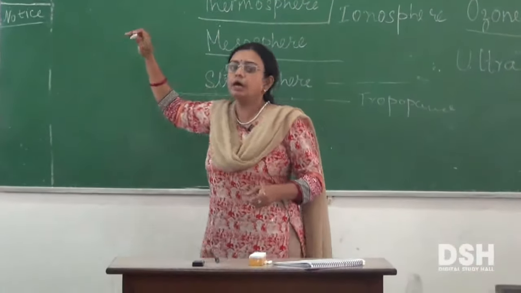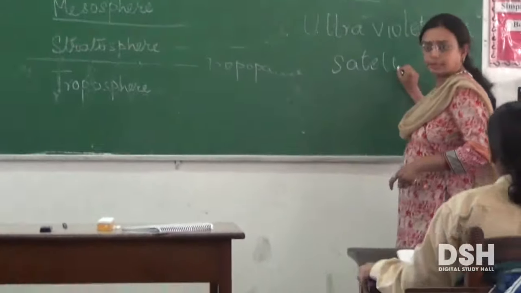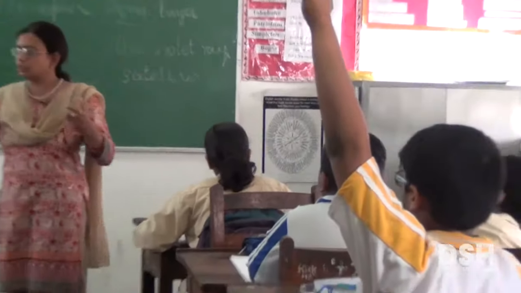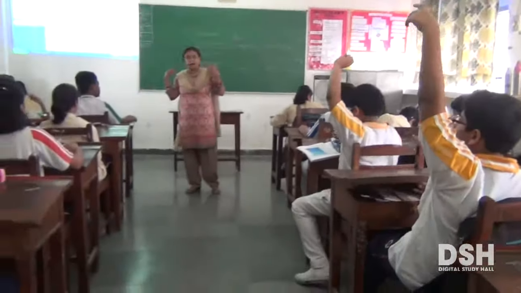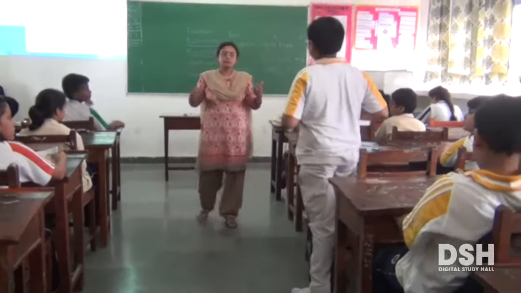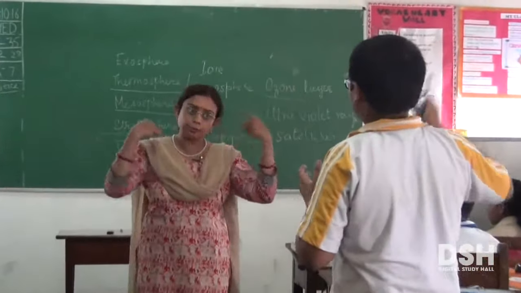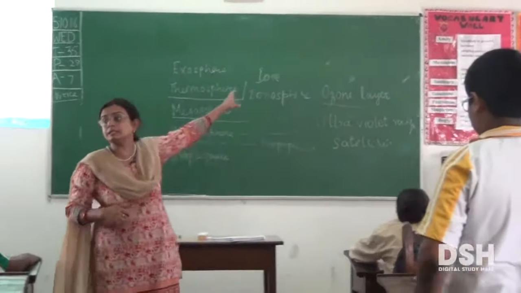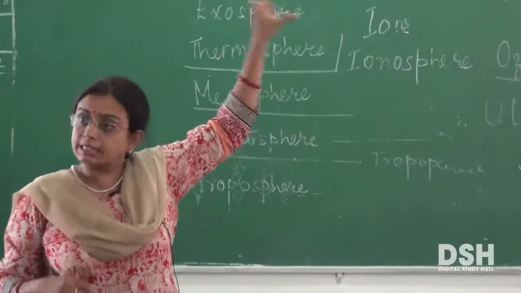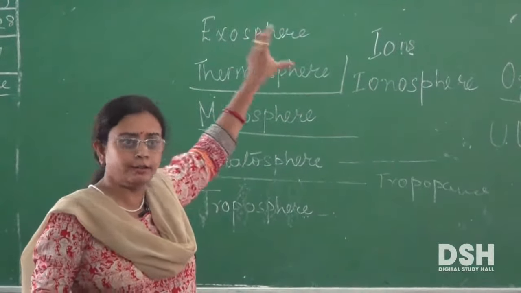Right? And these ions help in communication. Am I clear? And that is why satellites. Have you heard about satellites? Yes. Who will tell me what are satellites? We have natural satellites and we also have artificial satellites. So what are artificial satellites? An artificial satellite is a satellite which is sent by humans to space. So where are they sent? They are sent in the thermosphere or ionosphere. These ions help in the working of the satellites.